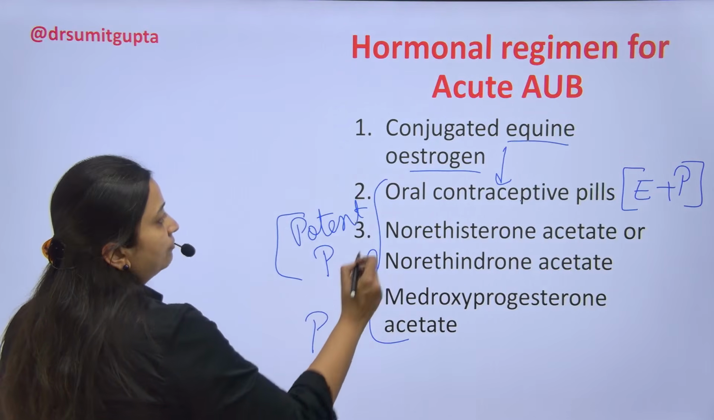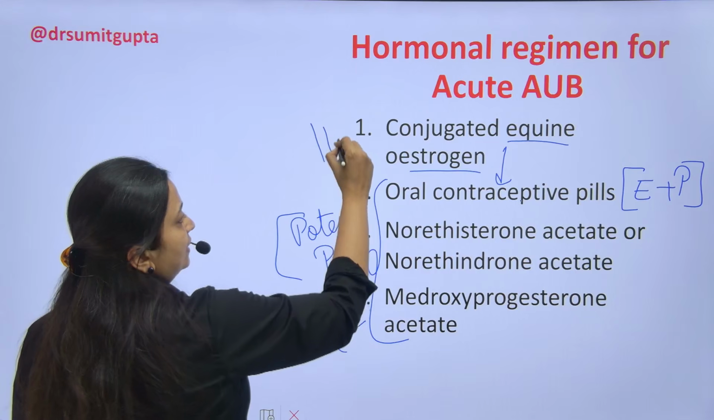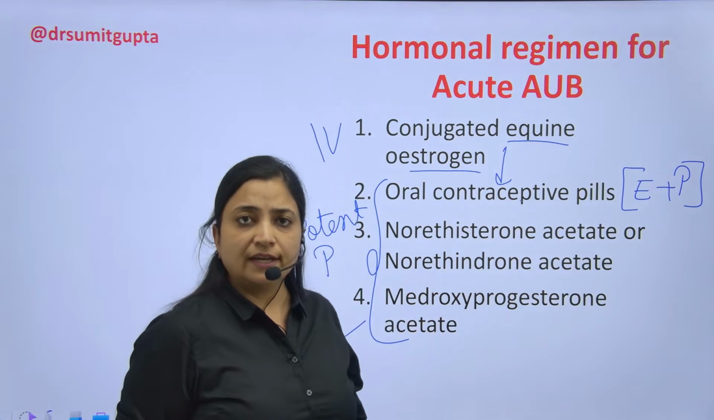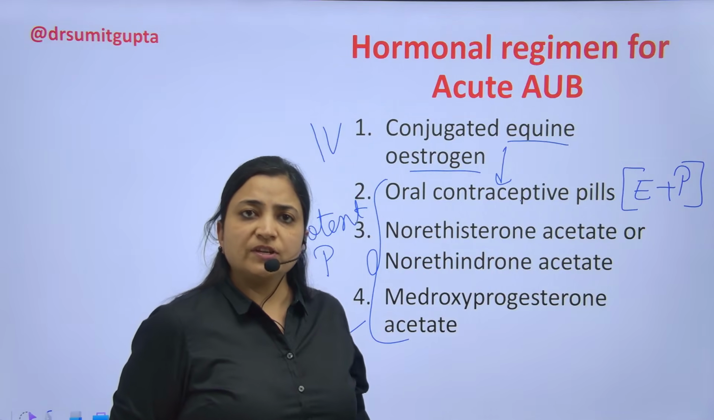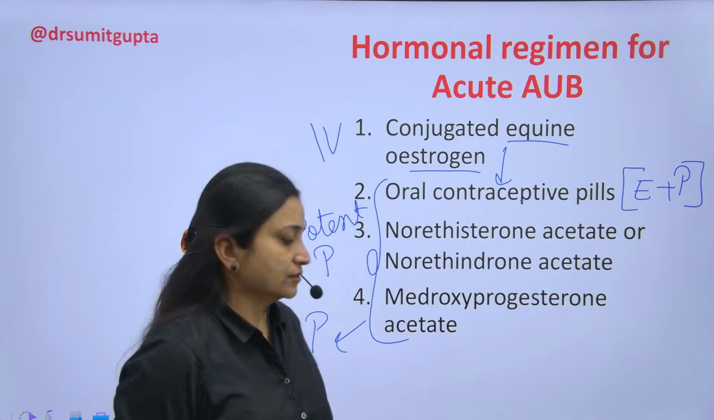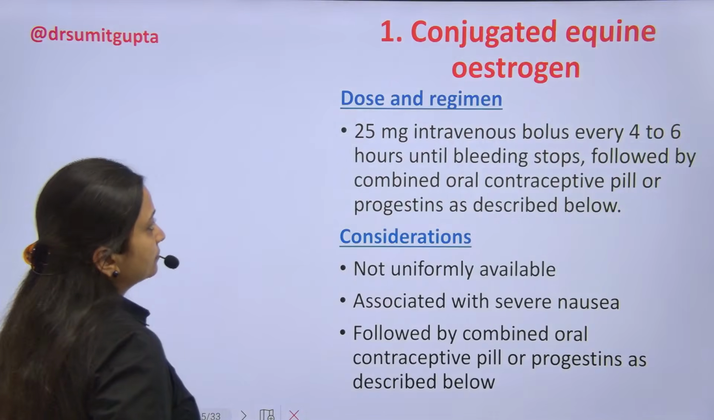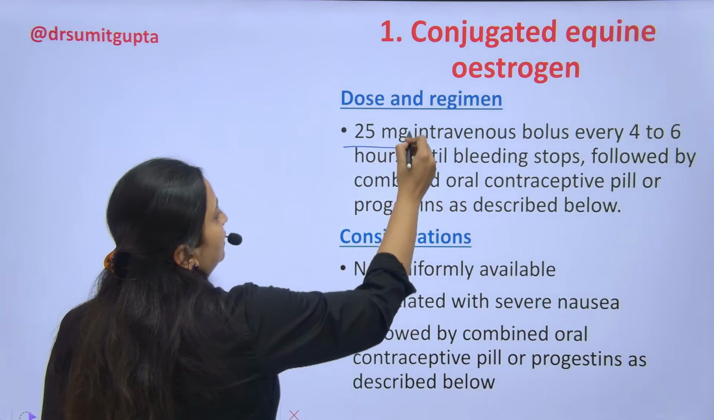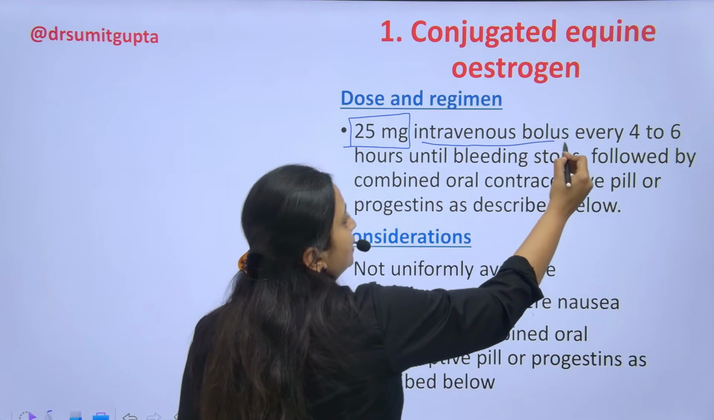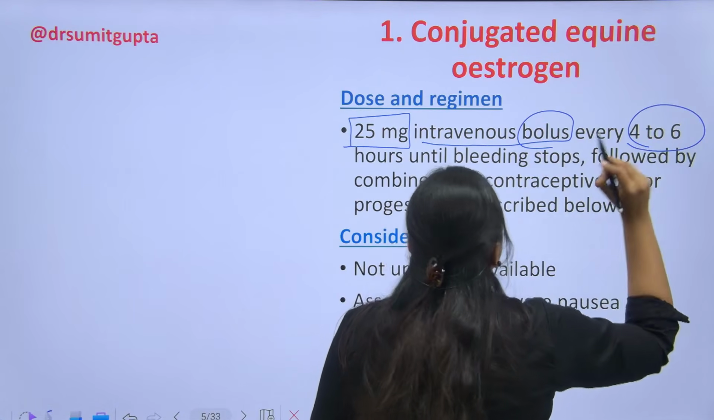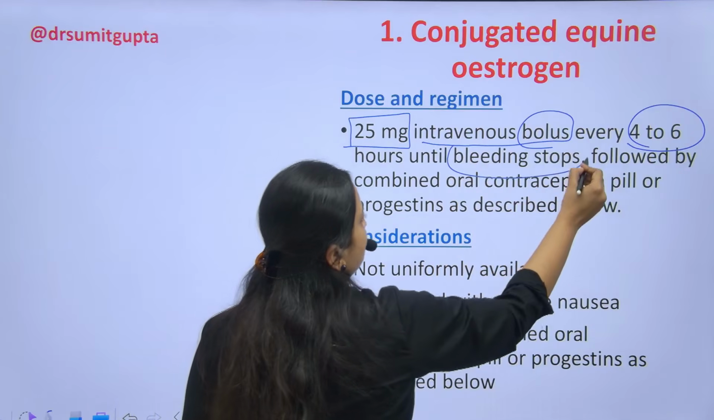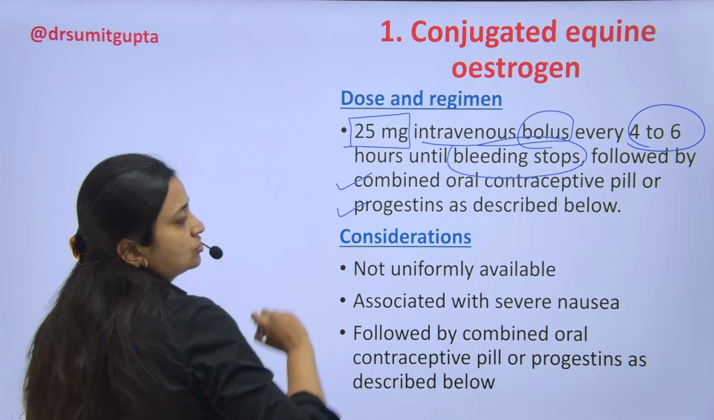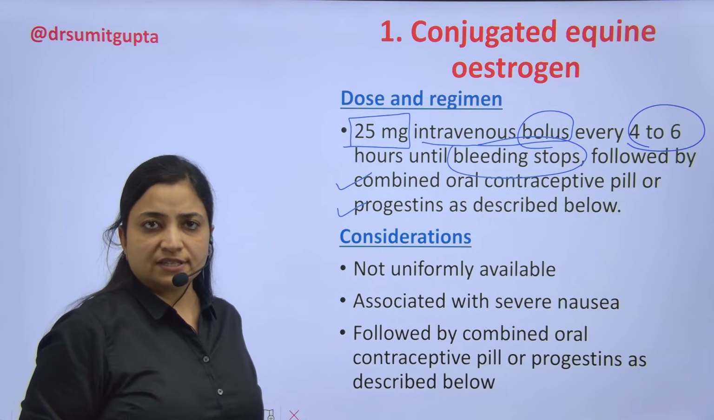So first of all, we will give intravenous equine estrogen to stop the bleeding, and then continue with either of the three depending on the condition of the patient, age of the patient, and risk factors. Now conjugated equine estrogen: we give 25 milligram intravenous bolus dose every 4 to 6 hours until the bleeding stops, followed by either COCs or progesterones, as I was talking in the previous slide.